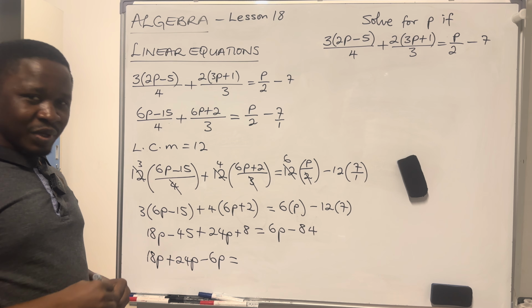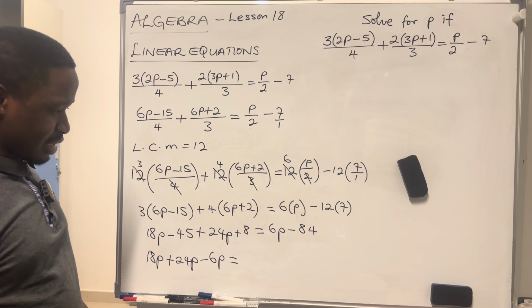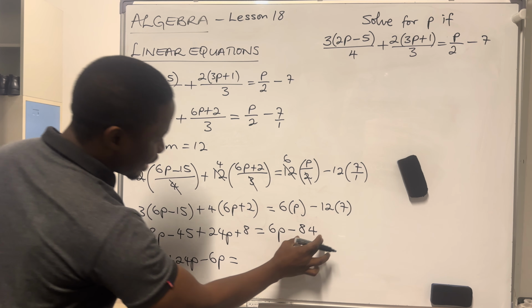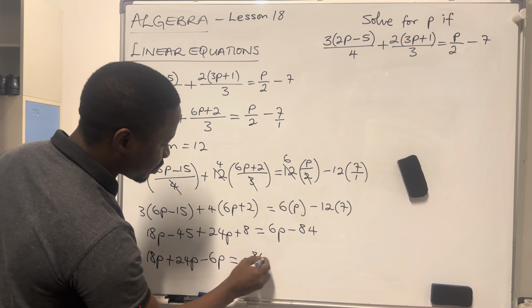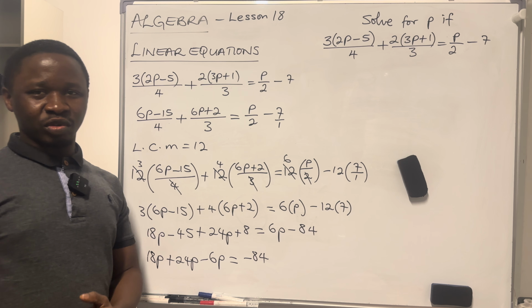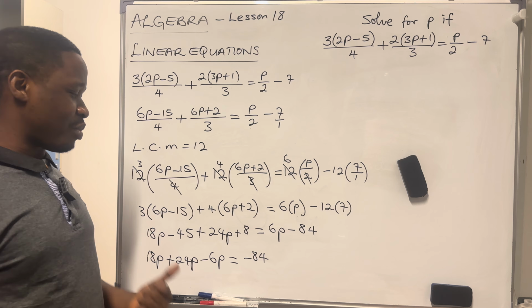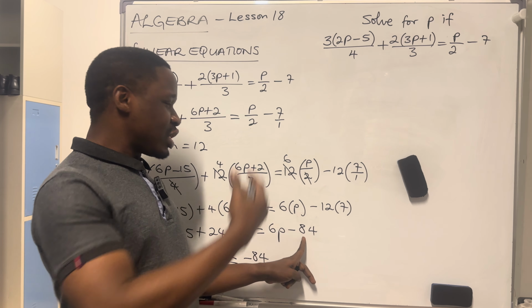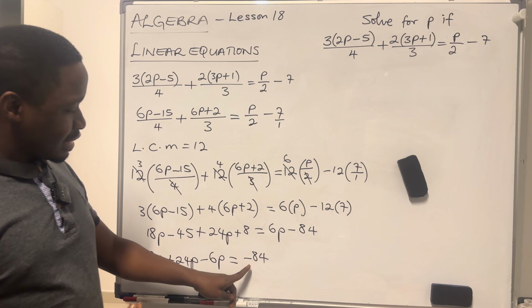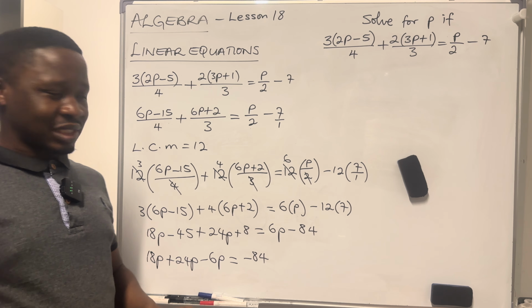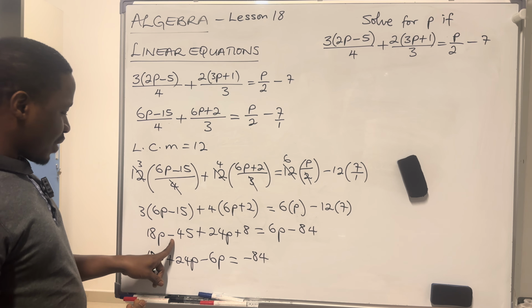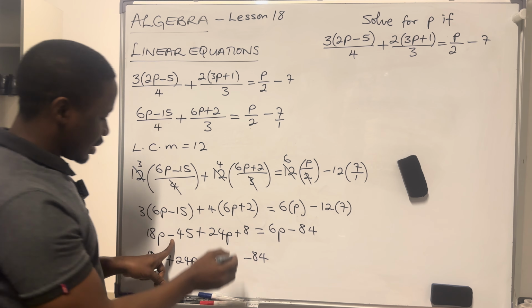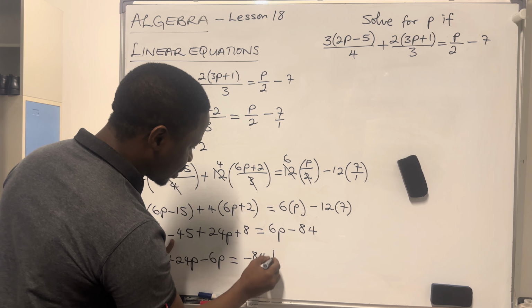So those without p, let them go to the right hand side. But on the right hand side, there is minus 84. Why don't we change the minus for us to be comfortable with the plus? Minus 84 is on the right, and it is still on the right, so we don't change the sign. Minus 45 is coming from the left to the right, so it becomes plus 45. 8 is from the left to the right, it becomes minus 8.